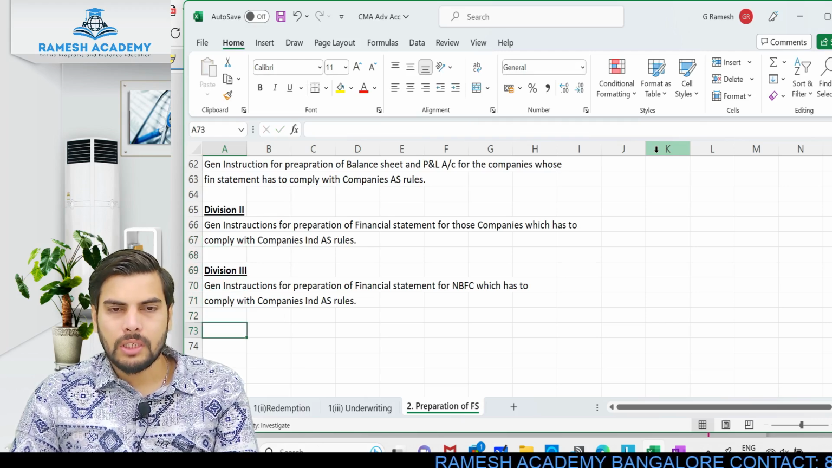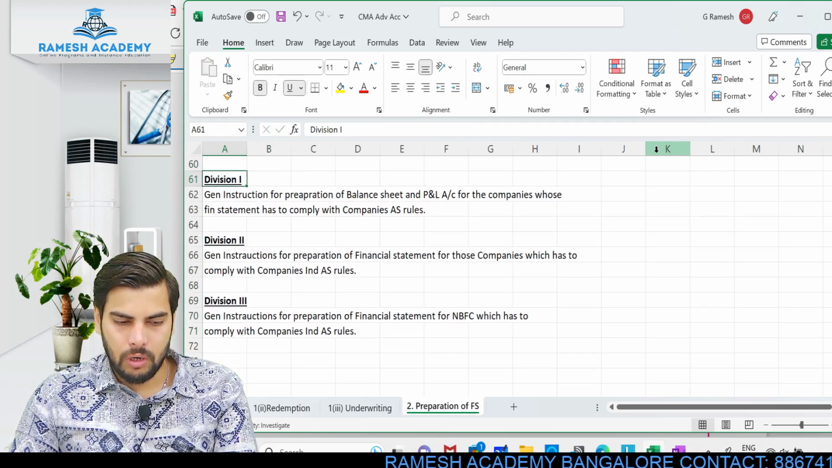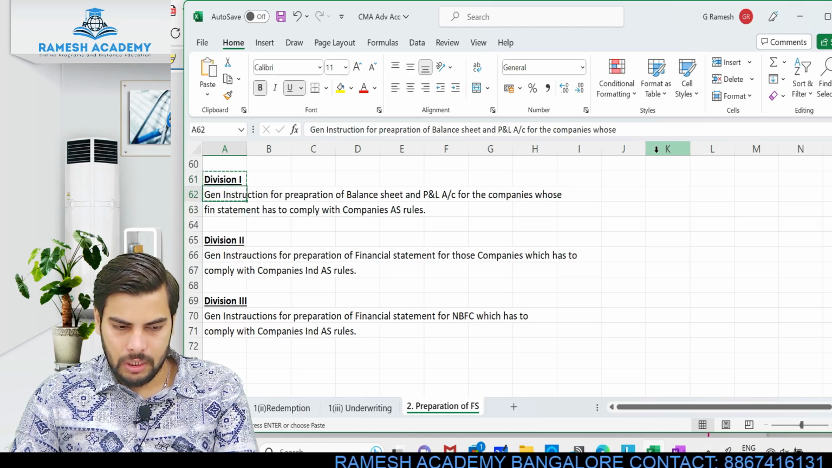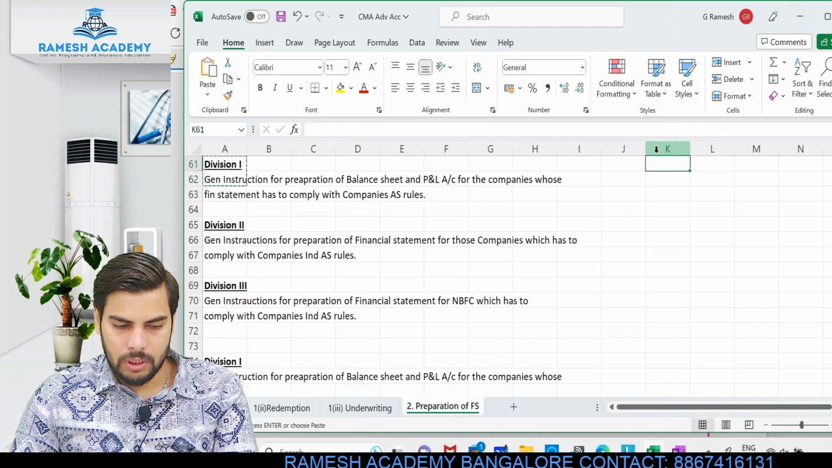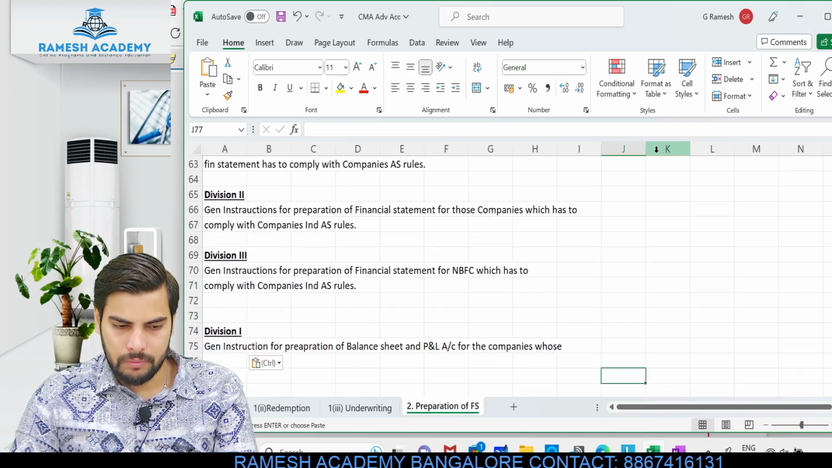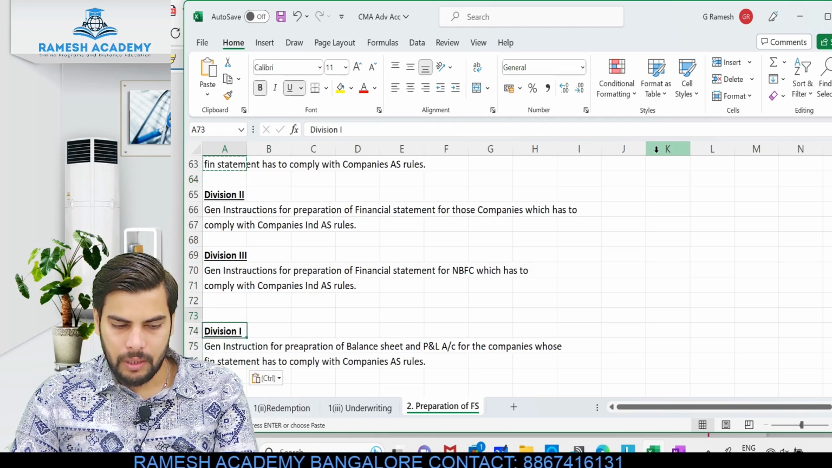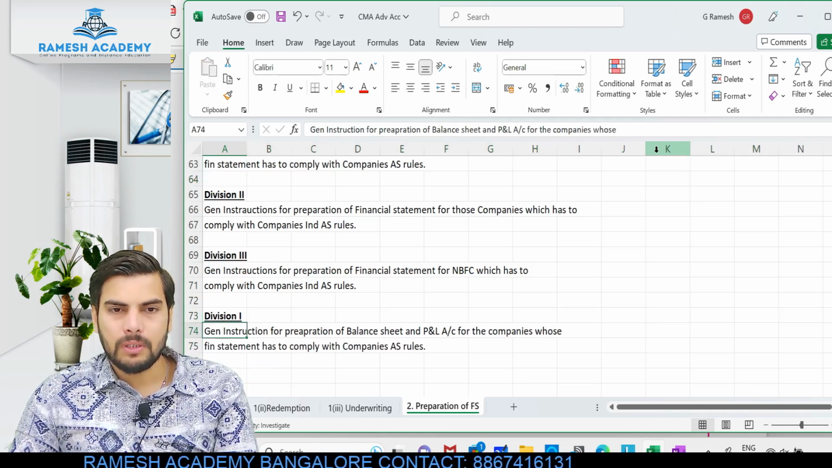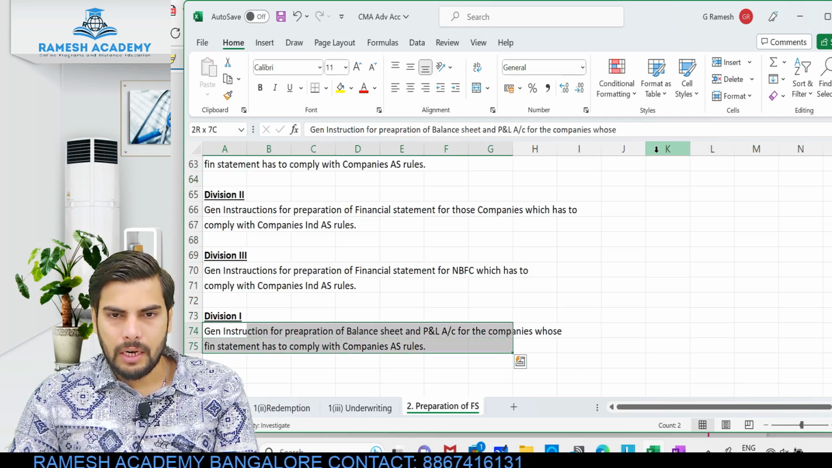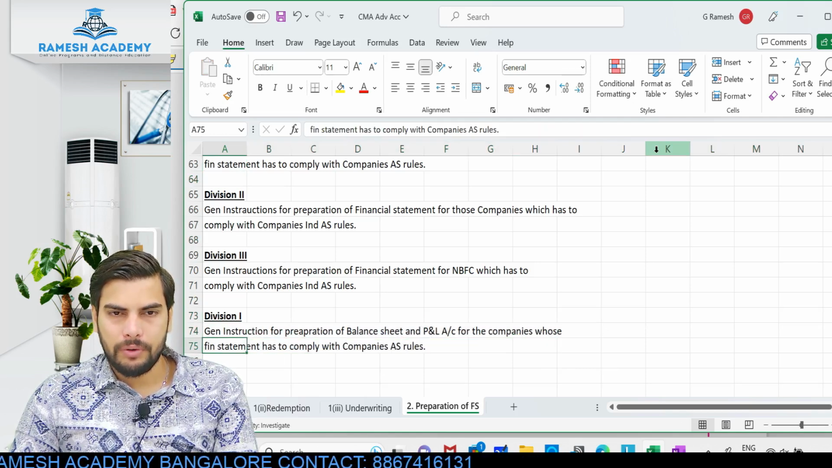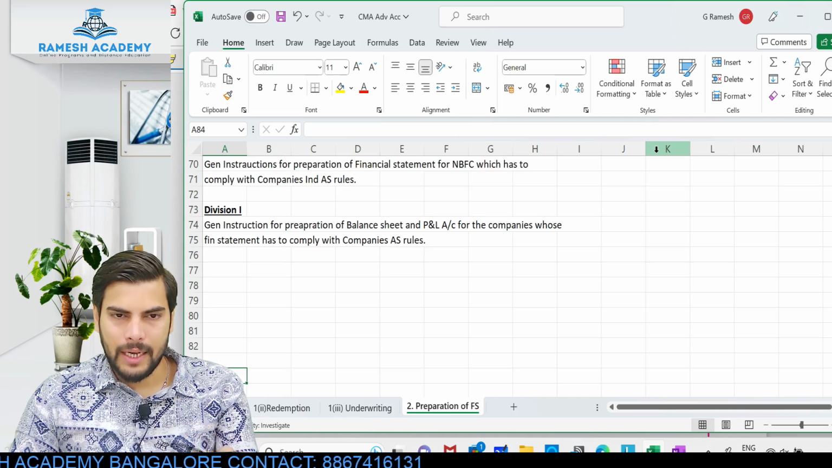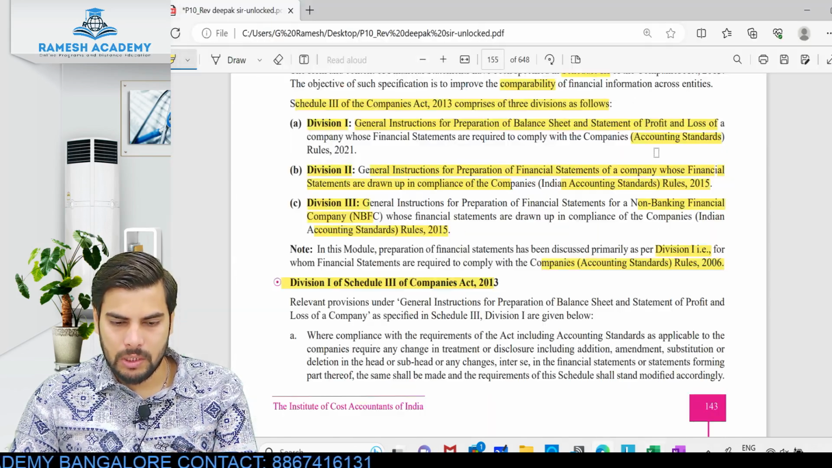Clear? So in this particular module we are concerned only about this first division, Division 1. That is, companies which are supposed to prepare the financial statements as per the accounting standard rules. So as per the company's accounting standard rules, how do we prepare the balance sheet and P&L account. Division 1 is what is relevant for us.